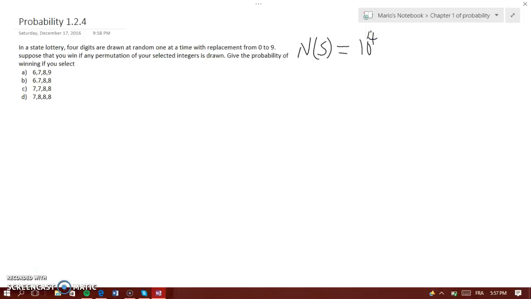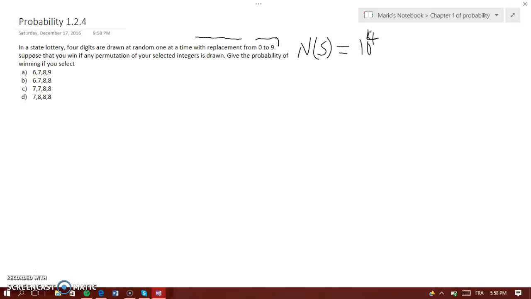Why did I choose 10 to the power of 4? It's because we have from 0 to 9, which is 10 digits, but we are drawing 4 digits, and it says with replacement. So here, that's an exponential. So 10 digits with replacement, and you're taking 4. So you have 10 digits 4 times you can choose.